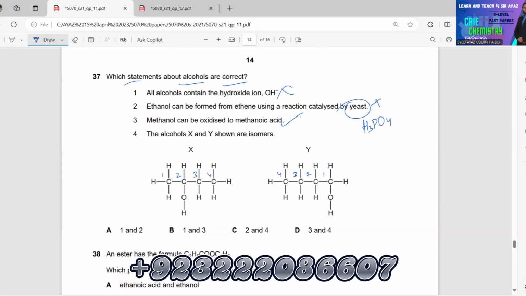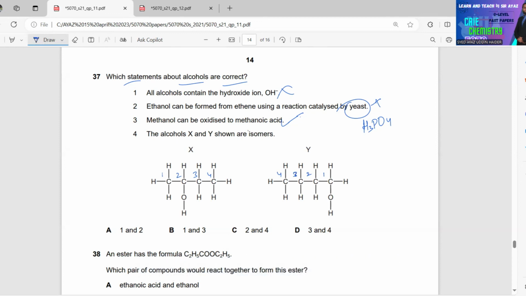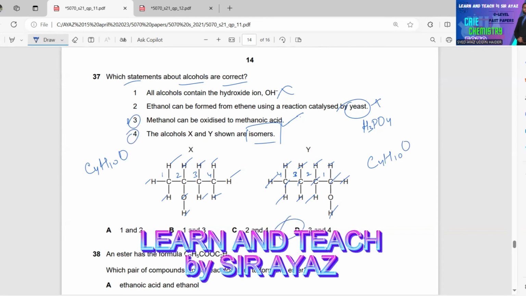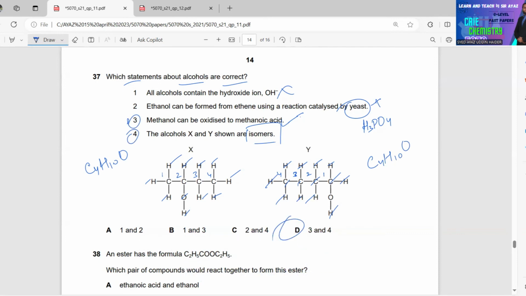What about the molecular formula? If you look at the molecular formula, it must be the same in order to show that these are isomers of each other. So we have 1, 2, 3, 4, 4 carbon. What about hydrogen? 1, 2, 3, 4, 5, 6, 7, 8, 9, 10. 10 hydrogen. Oxygen 1. What about this one? 1, 2, 3, 4. 4 carbon. Hydrogen: 1, 2, 3, 4, 5, 6, 7, 8, 9, 10. Again C4H10O. So these are isomers. So both 3 and 4 are the right statements. So D must be the right answer for number 37.